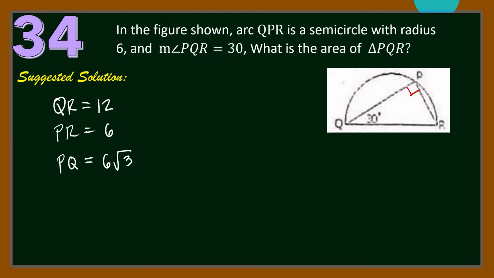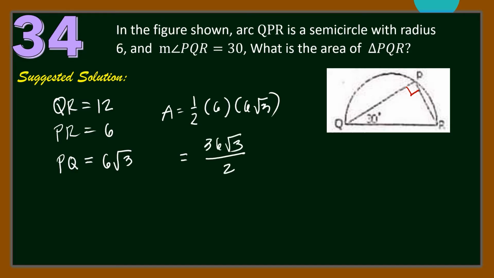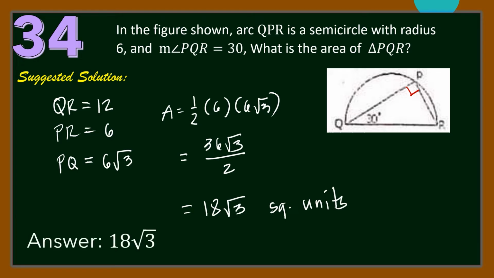Hence, the area of triangle PQR is equal to 1/2 times PR, which is 6, times PQ, which is 6 square root of 3. Then this is equal to 36 square root of 3 over 2, and that is equal to 18 square root of 3 square units.